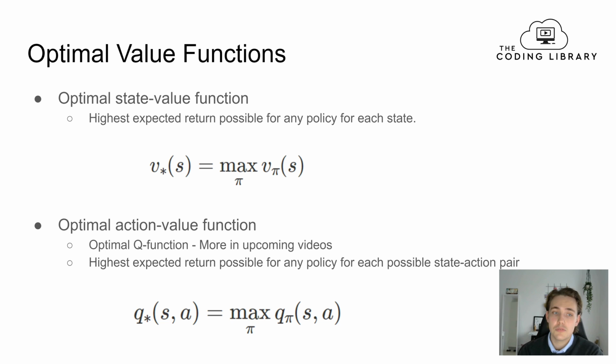We also have these optimal value functions, where we have the optimal state value function and the optimal action value function. First of all, the optimal state value function is the highest expected return possible for any policy for each state.